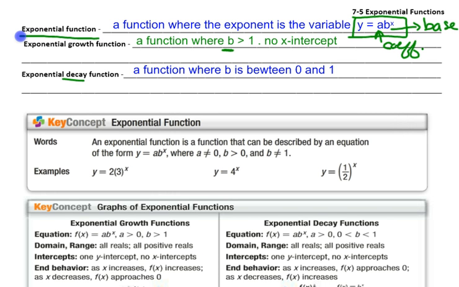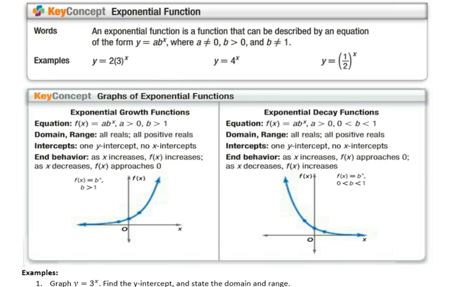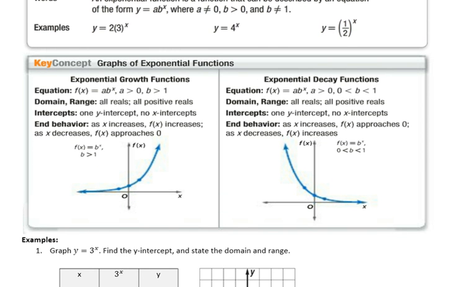Exponential decay is where B is between 0 and 1. In other words, it's going to be shown as a fraction or a decimal. And you should hopefully have seen what those look like. So down in here are your key words, and hopefully you'll see if we kind of go over these.